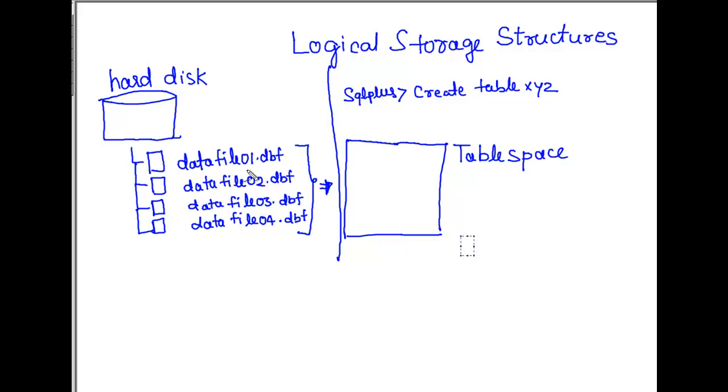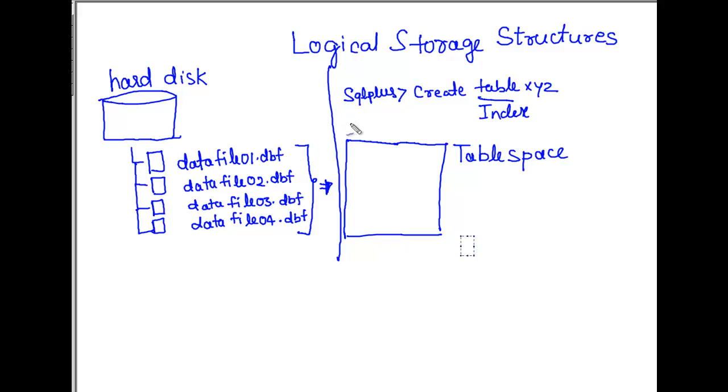So if you are connected to SQL Plus and, let's say, you want to create any data objects, there are only two types of data objects, tables and indexes. Let's say you're creating a table XYZ, or an employee table. When you want to store this data, you cannot say that you want to store it in a particular file. You will not be handling direct physical file relationships from here.